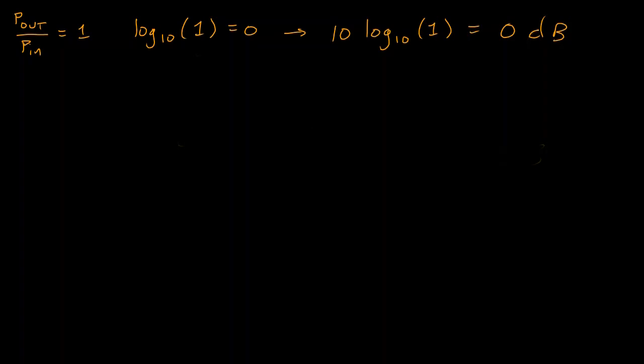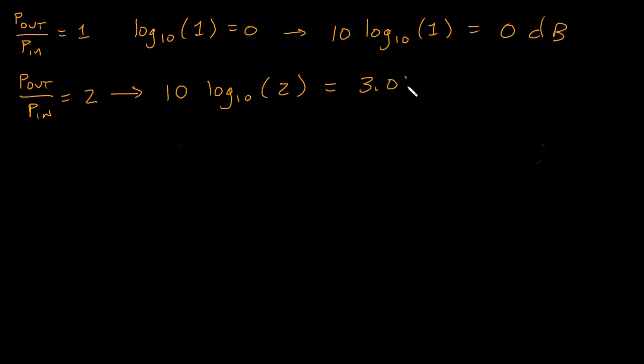Now let's take another case. Let's go for 2. So P out over P in equals 2. So we'll just go directly: 10 times the log base 10 of 2 equals 3.01 approximately, which is really approximately 3 dB. So if the output power is twice the input power, the unitless gain is 2, and the gain in decibels is 3 decibels.